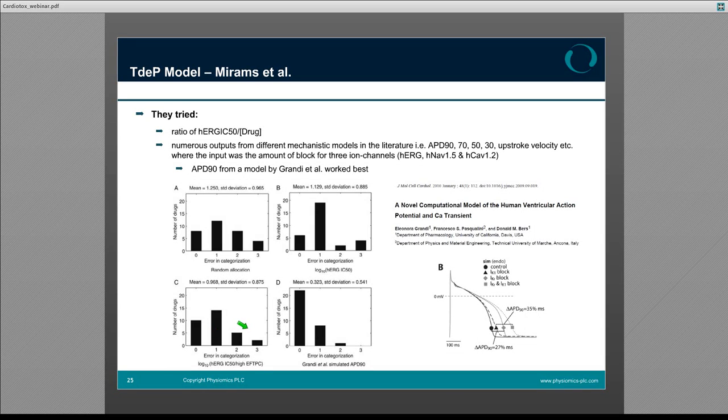However, what was quite predictive was actually taking the APD90 value from an in silico action potential model. So like I said before, what they did was they took these IC50 values, placed them within the model, ran the simulation, and said, well, what was the APD90 value? And that APD90 value appears to be quite predictive of what category you should belong in for a given compound. On the right-hand side here is the reference and a picture of the model that was used to make these predictions, and it was developed by Grandi.